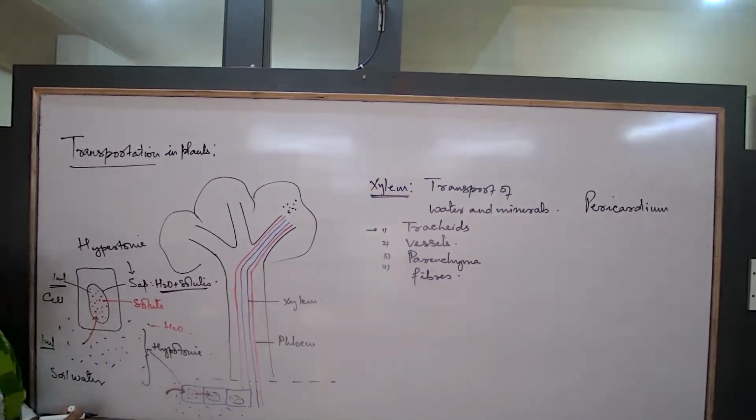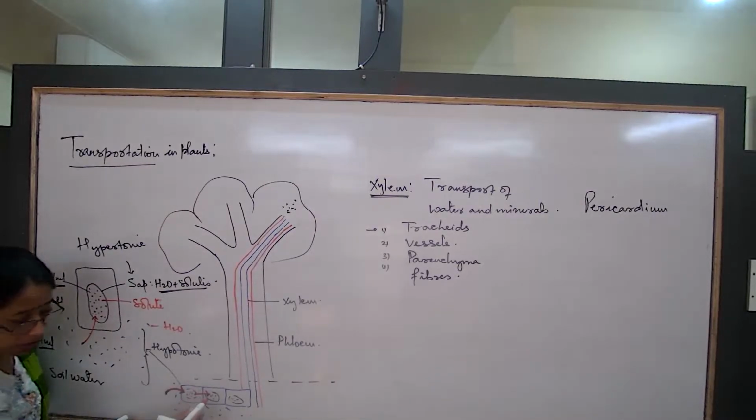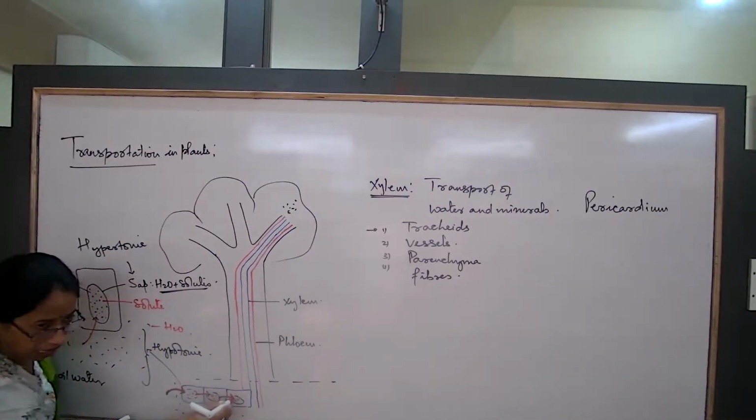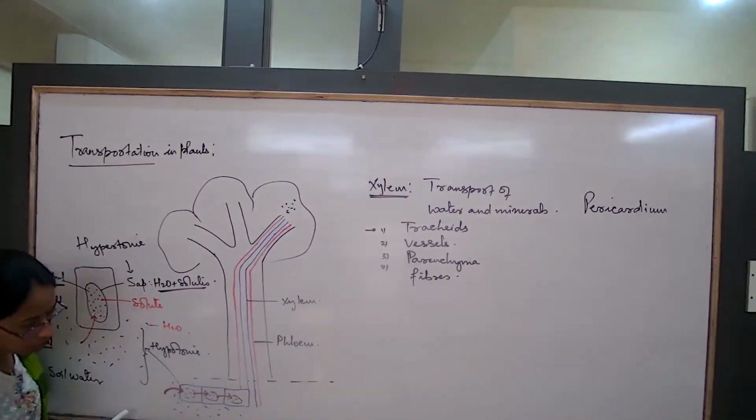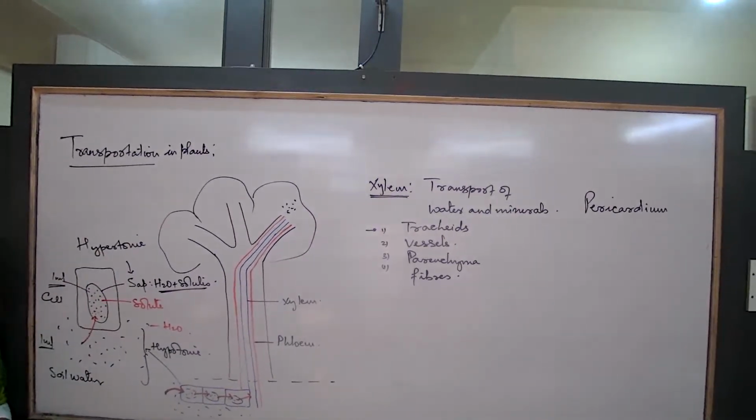One cell is filled. Where will the surplus water go now? To the next cell. This cell is also now filled up. Where will the surplus water go? Again to the next cell. And this is how the water molecule will start entering the xylem tube. So this is the method by which the water molecule is entering the xylem tube.